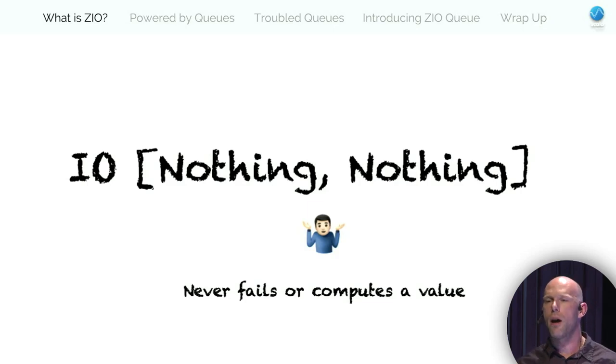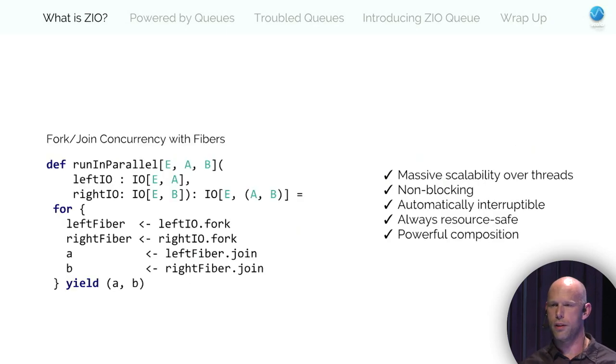The concurrency model that ZIO gives you is based on the fork join model. So if you've used fork join pools in Java, then you already know ZIO's concurrency model. And how this works is you have an IO, which again represents a program that might fail or produce a value, and you call fork on that to get a new program that represents the result of forking that. And out of that new program, you get access to a fiber.